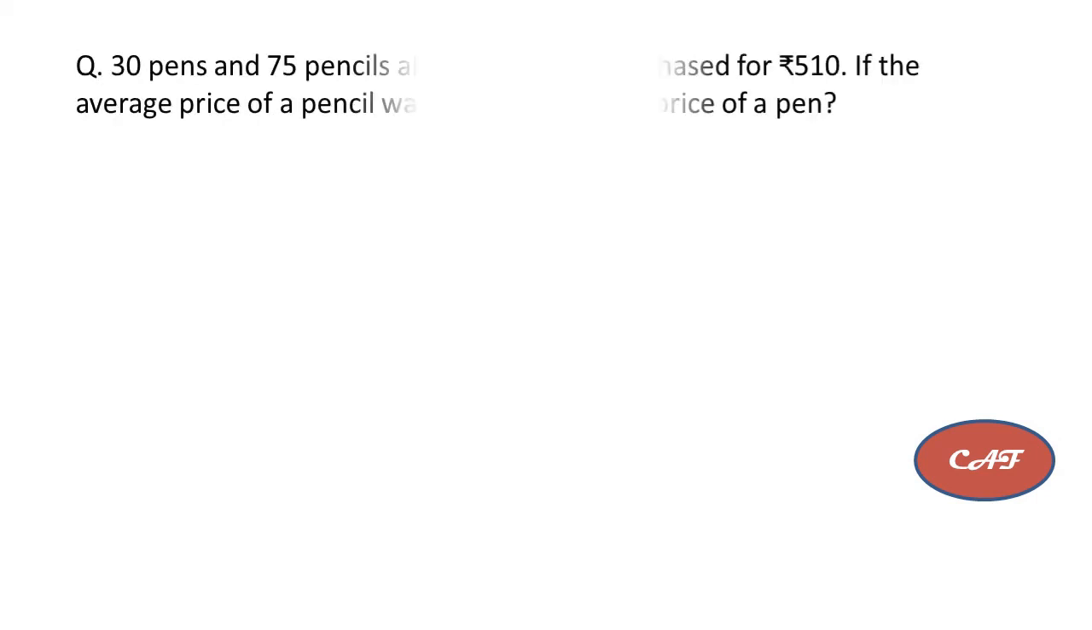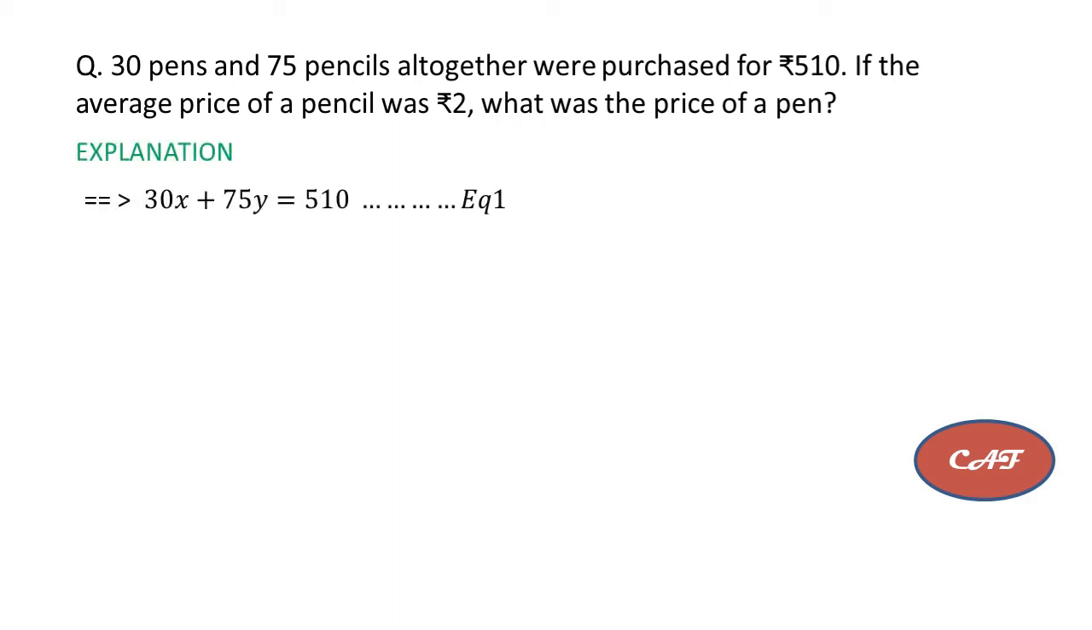Okay. Next question. 30 pens and 75 pencils all together were purchased for 510 rupees. If the average price of a pencil was 2 rupees, what was the price of a pen? Okay, same as the previous question only. 30x plus 75y is equal to 510. They gave the average price of a pencil, 2 rupees. He is telling average. So average, how will we do? Average means total divided by number count is equal to average.